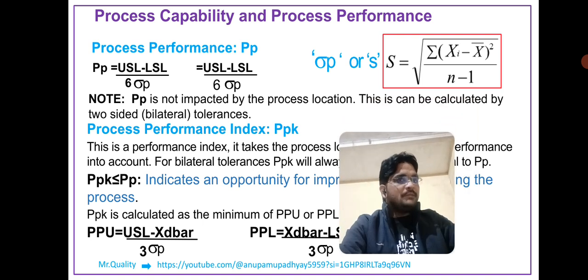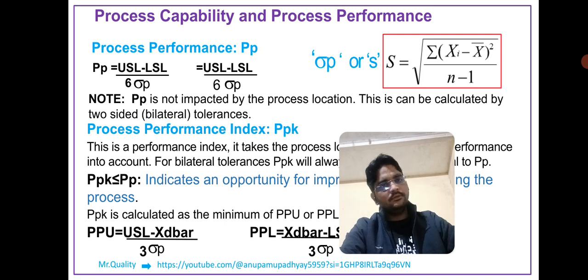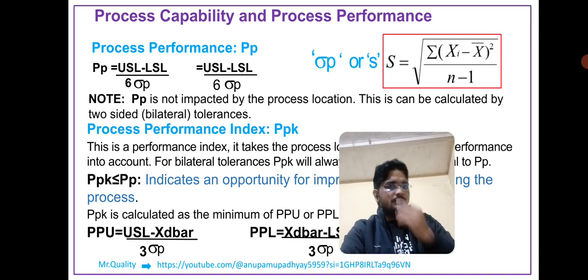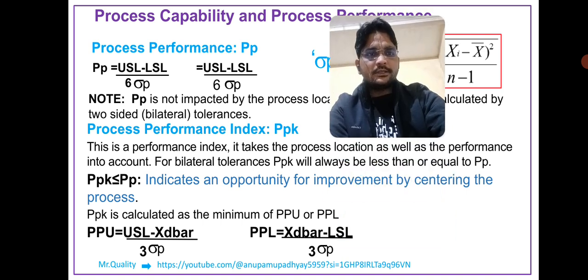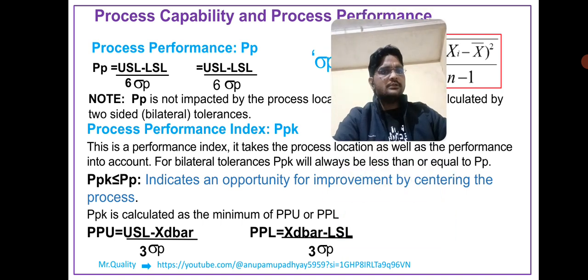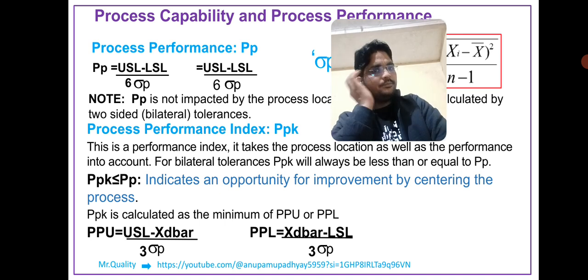PP is not impacted by process location, similar to how Cp is not impacted by process location. This can be calculated for two-sided bilateral tolerance. In case of two-sided bilateral tolerance, Cp is not impacted by process location. The formulas for bilateral and unilateral tolerance we can explain in the next slide, for Cp and CPK, PP and PPK. Process performance index means PPK.